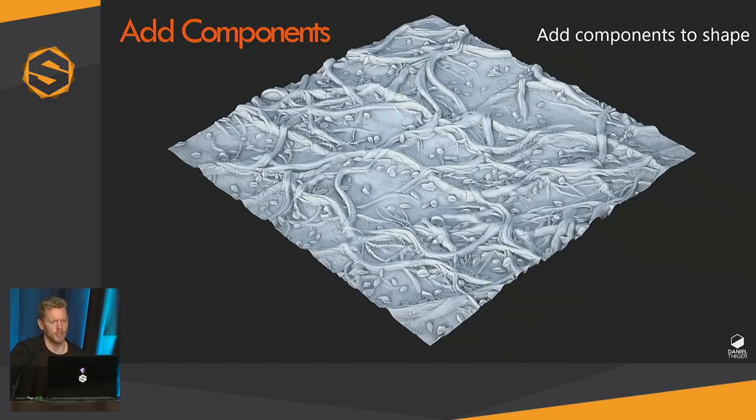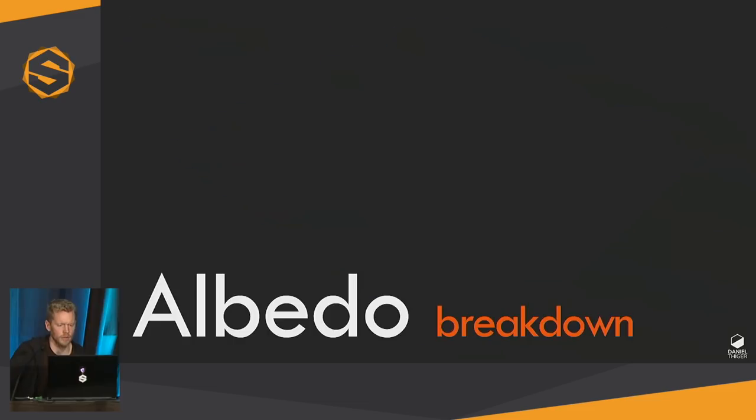And so to summarize what we did here, we created our primary and secondary roots. We combined them all. We created this mud shape. We created leaves and grass separately, and we combined it with our main shape. And everything is just combined layer by layer. And next we'll look at how I built the albedo for this material.